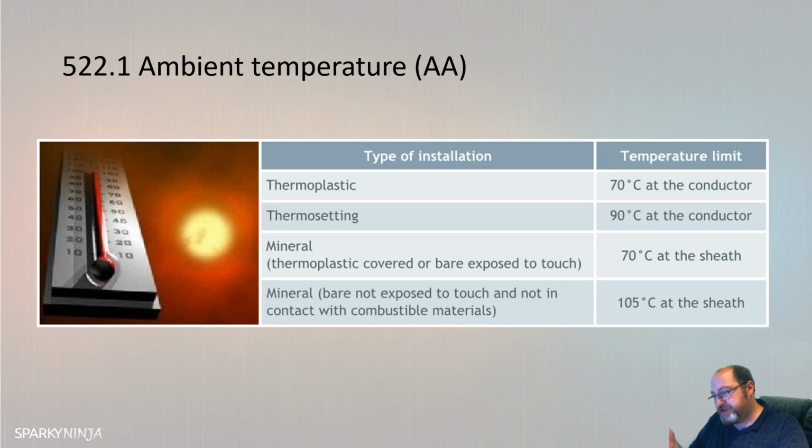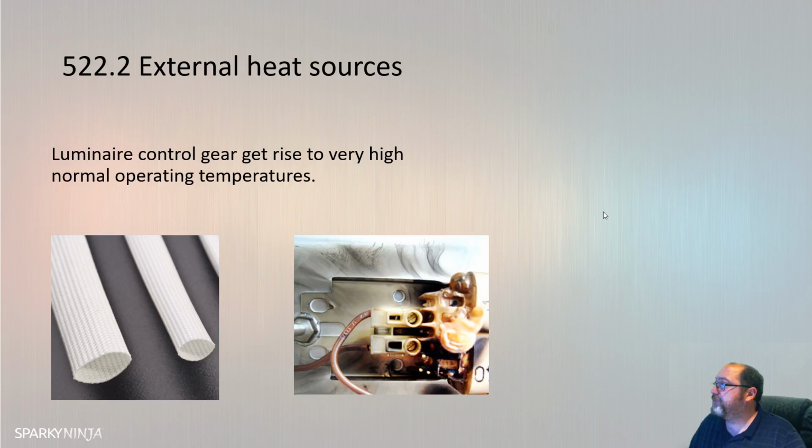That just introduces you to external influence categories, but you can go back to them anytime you want to. You know where they are now. And if you are tabbing, you can always tab that as Appendix 5, external influences. We then have external heat sources, 522.2.